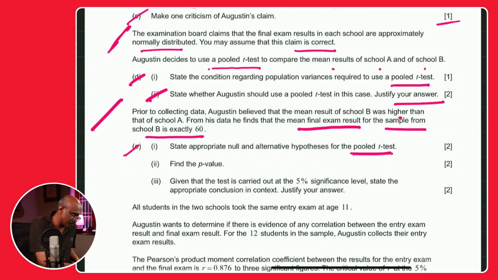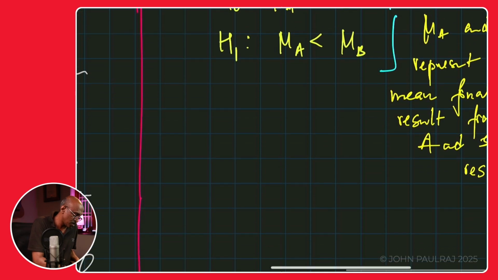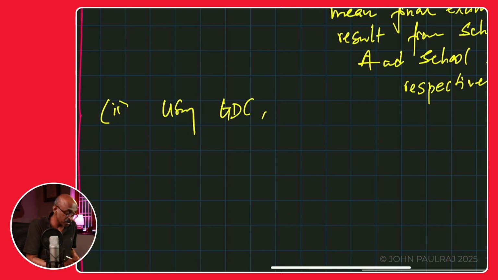Find the p-value. We'll use the GDC now. So E part 1 is done. I can just write down E part 2, using GDC, and let's make sure that we write down the input as always.